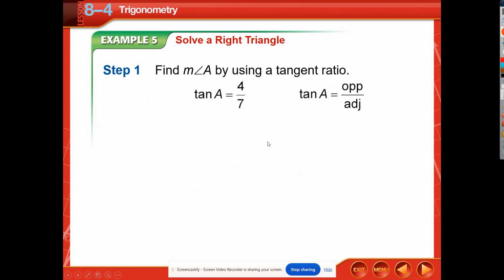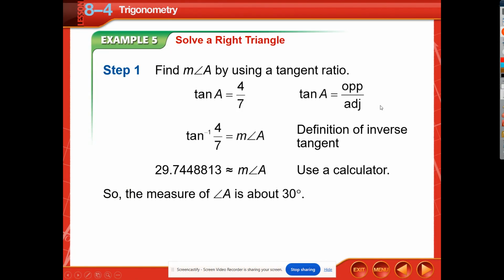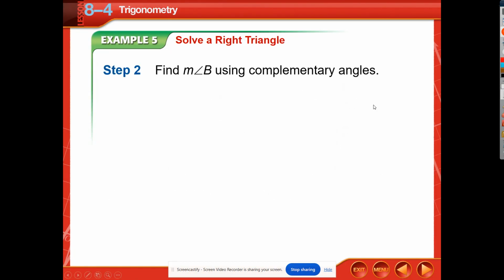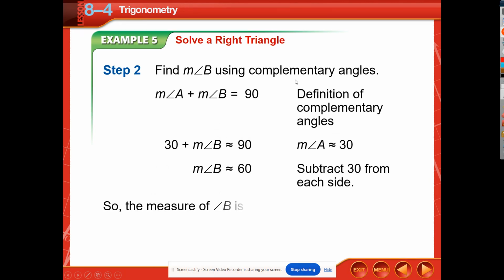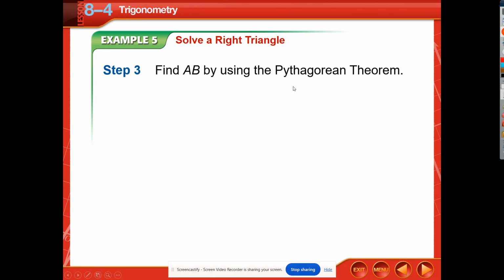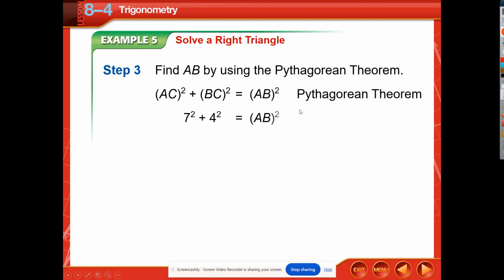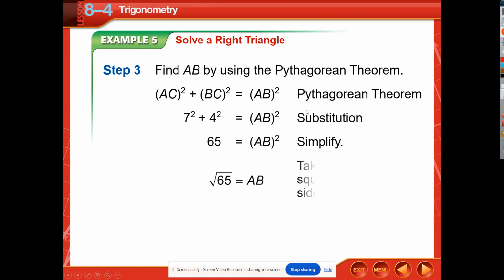So let's see the way they did it. They found angle A first by doing tan inverse. That's what we did. Okay, so they just used complementary angles, so that should be approximately 60. And did they find AB by using the Pythagorean theorem? They did, so they should get, again, the square root of 65 as their answer.